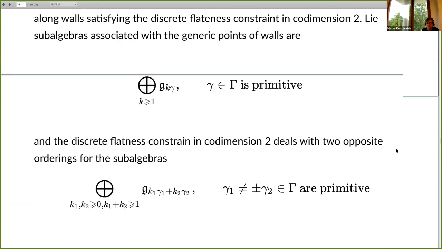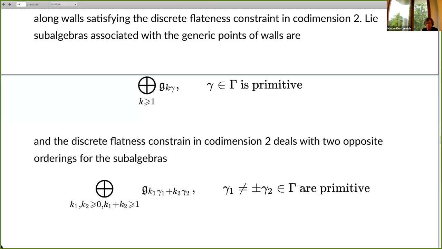These are different Lie algebras in comparison to what I considered before. For the generic point of a wall, this Lie algebra will be the following. I consider some primitive vector in my lattice, non-zero primitive vector, and take all its integer multiples, and get this Lie algebra graded by positive integers, and take this Lie algebra and maybe take the product to get the primitive important group. And the discrete flatness condition in codimension two deals with the following things.